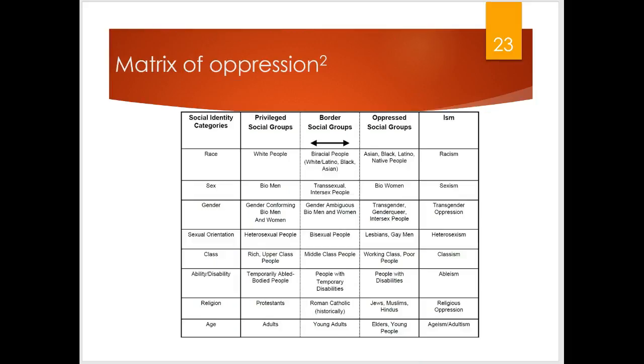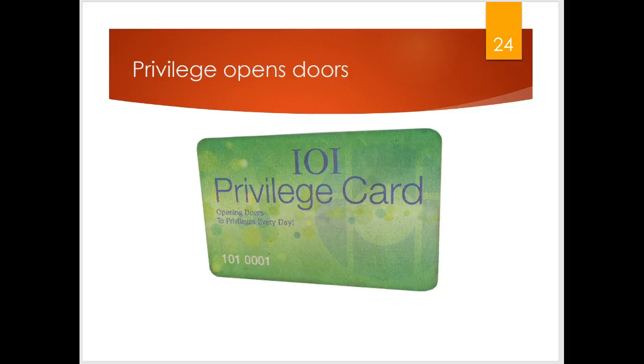Okay, we also have the matrix of oppression, which is very similar to what you saw on the previous slide, except it presents it slightly differently. So you see the social identity category, and then the privileged groups, the groups that are in the middle, the oppressed social groups, and then the ism that's associated with this. Okay. The bottom line is that privilege opens doors. Privilege gives us access to things that people without privilege do not have.